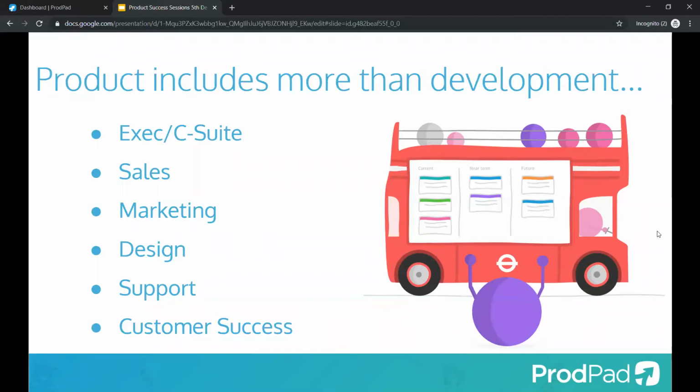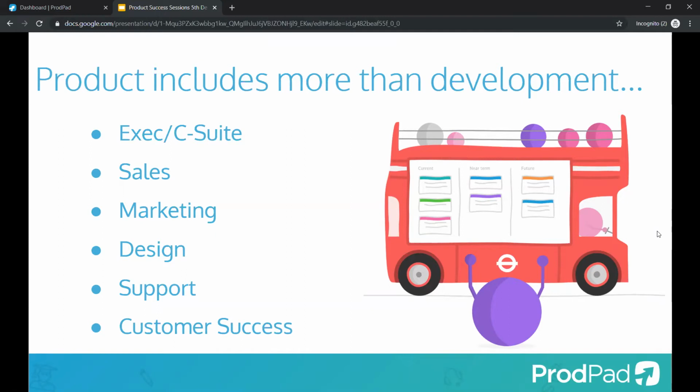Sales obviously are interacting with customers, or potential customers rather, on a daily basis. They're gathering feedback about maybe what's being asked around how you differ from competitors, what kinds of problems potential customers are looking to solve, and so on. So that's all valuable information that needs to be fed into the product process.